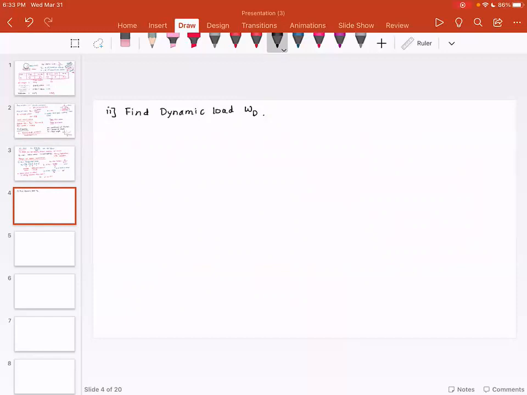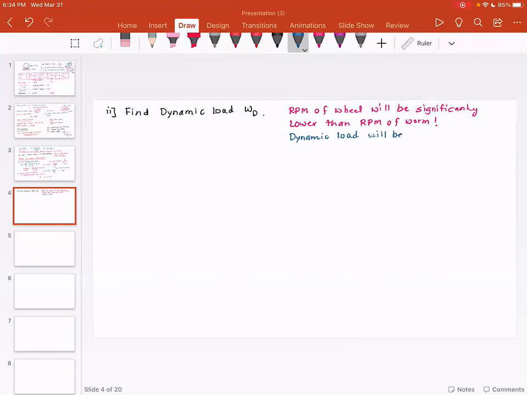But usually, if you look at the rotation speed of the wheel, the wheel is going to rotate at significantly lower RPM. So the RPM of the wheel will be significantly lower than the RPM of the worm. And what is the implication of this? That means the dynamic load will be low.